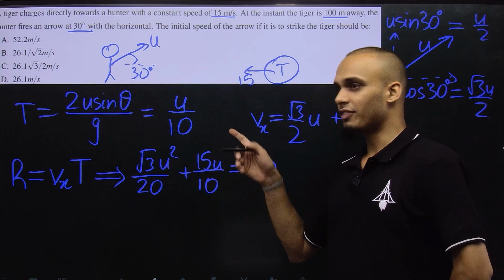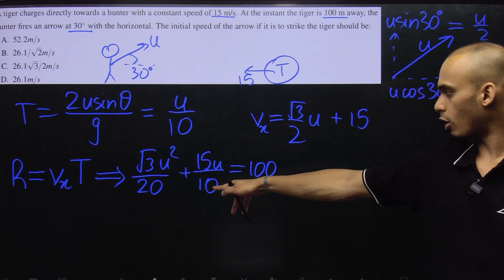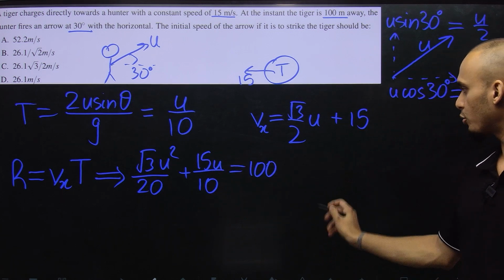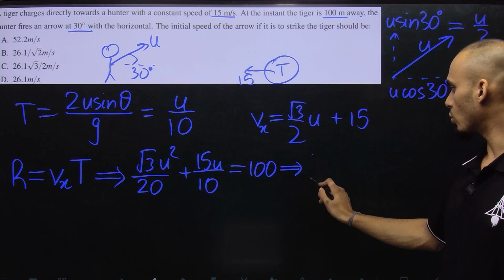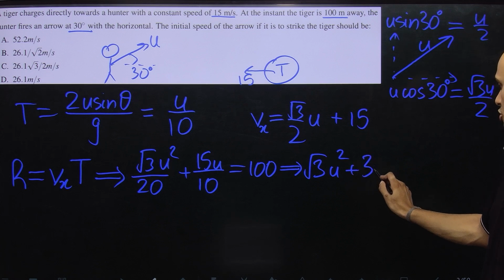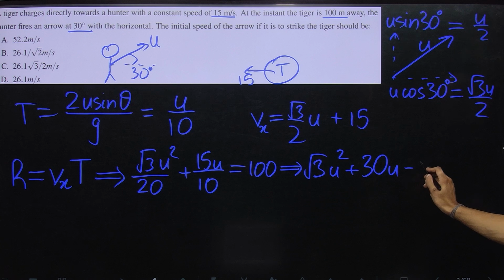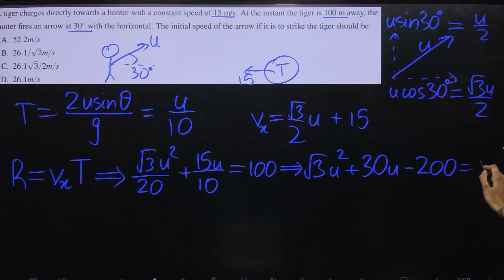We have a u square, we have u, so this will obviously be a quadratic equation. In order to get a common denominator, we can multiply the second term by 2, so we will get root 3 u square plus 30 times u. 20 into 100 gives us 2000, so minus 2000 equal to 0 is our quadratic equation in u. The positive root of this equation will give us the required initial speed.